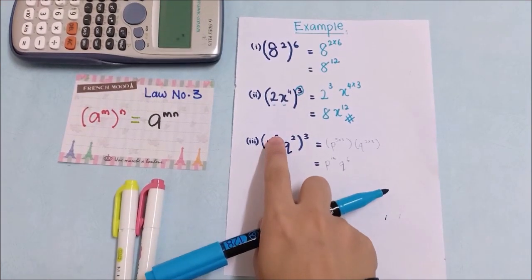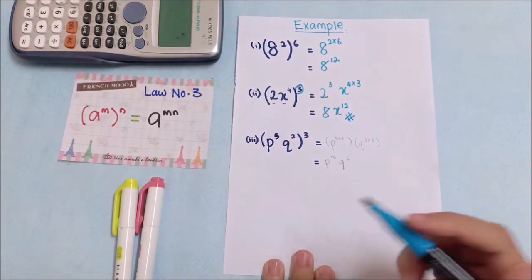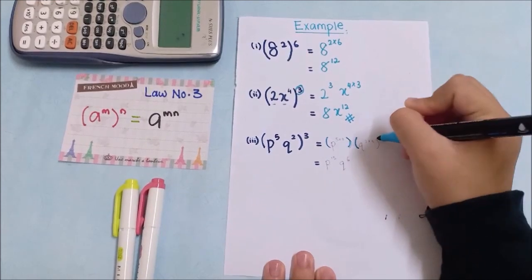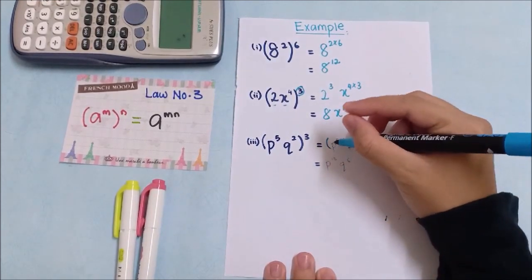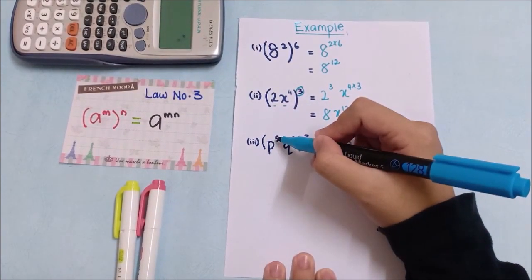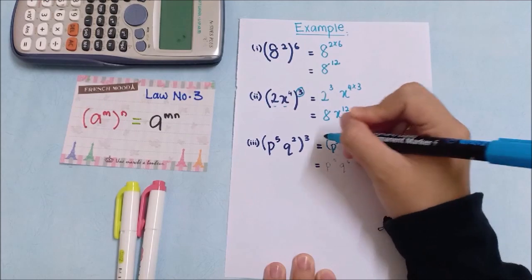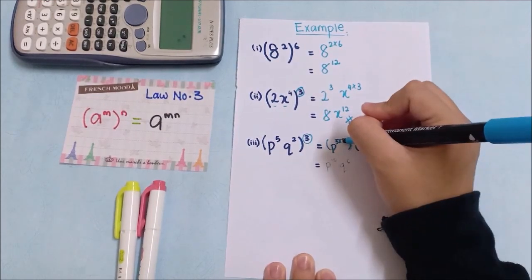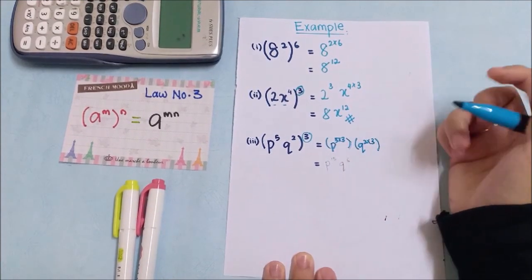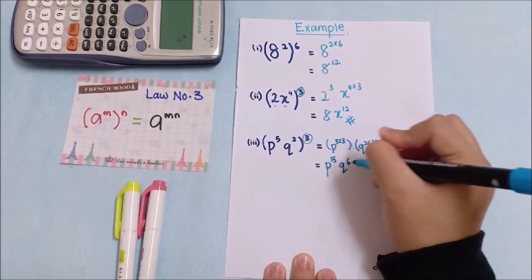Next one is P to the power of 5, Q to the power of 2 in bracket to the power of 3. So as before, we divide into two brackets, where one is the P term and one is the Q term. So for the P term, we take the original power, which is 5, and multiply it with the outside power 3. Same goes to the Q. So Q is 2 times 3, which gives the final answer P to the power of 15 and Q to the power of 6.